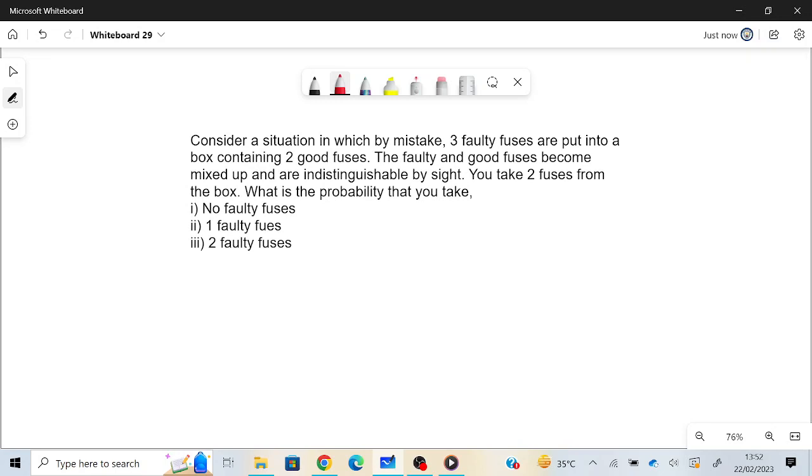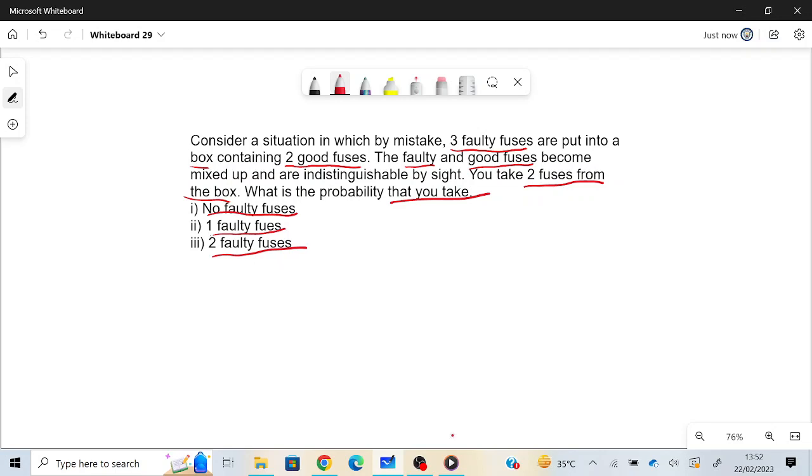Alright, so the first example says, consider a situation in which, by mistake, 3 faulty fuses are put into a box containing 2 good fuses. The faulty and good fuses become mixed up and are indistinguishable by sight. You take 2 fuses from the box. What is the probability that you take no faulty fuses, 1 faulty fuse, 2 faulty fuses?